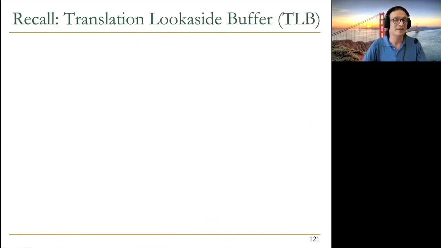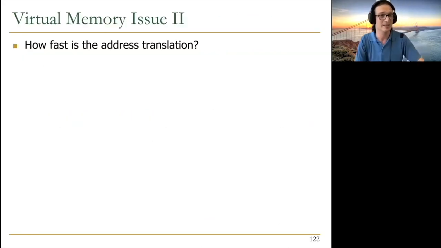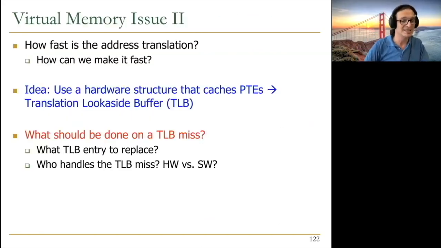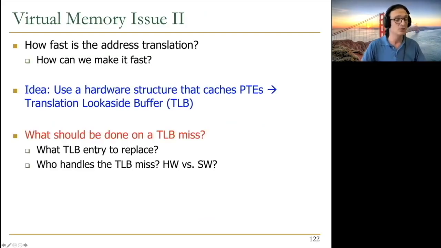So how can we speed up the address translation and check? We already know about translation look-aside buffers. We've already talked about how to make it fast. Let's talk about who manages it, meaning what if you miss in the TLB? So the TLB caches the recent translations, but what if you miss in the TLB? What TLB entry do you replace? Clearly, it's a caching decision. Who handles the TLB miss? Hardware versus software. And there are advantages and disadvantages to this.